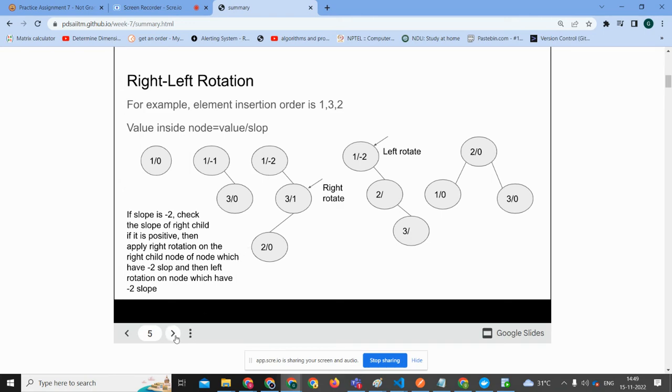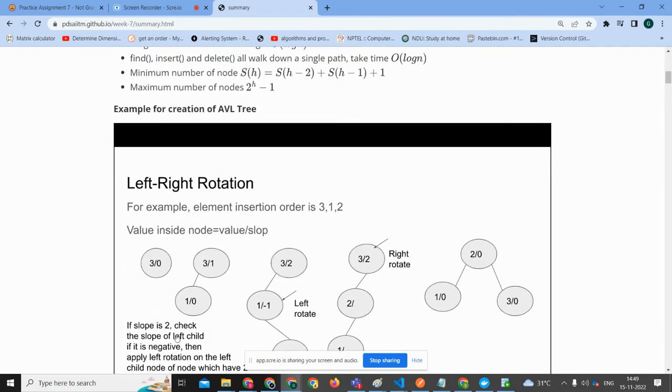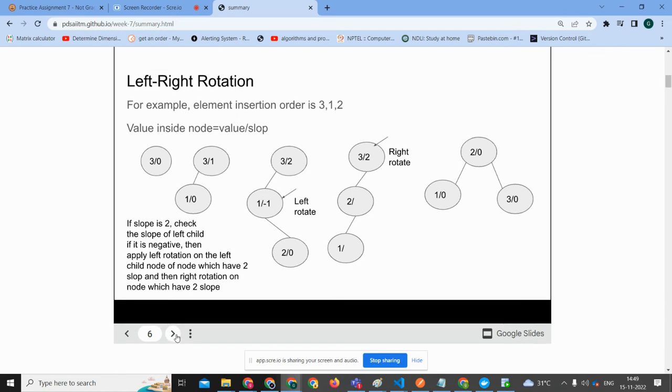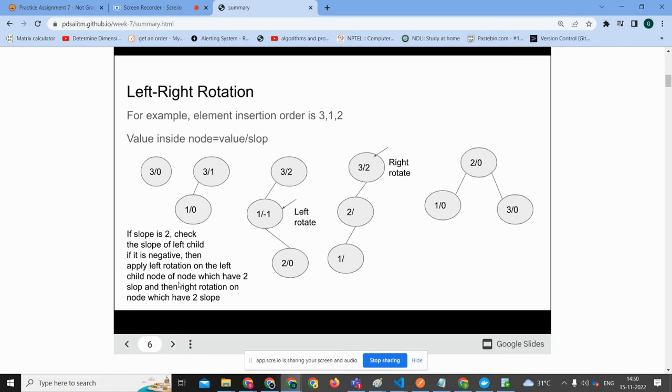Good. So we similarly have a left right rotation. This is very similar. See, 3 1 2 is there. You do a left rotation. So if the slope is positive and the child has negative, apply left rotation on the child. Then you do a right rotation. Just the opposite of what happened earlier. Yes. Okay. All right.